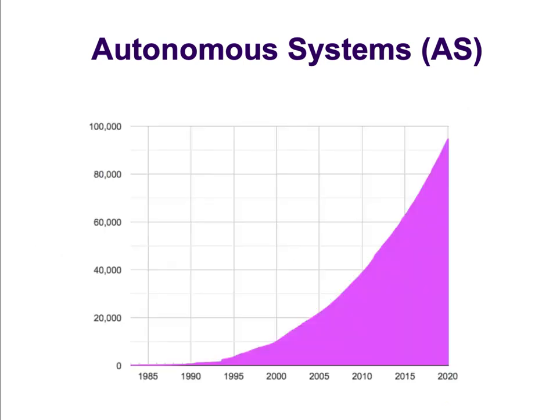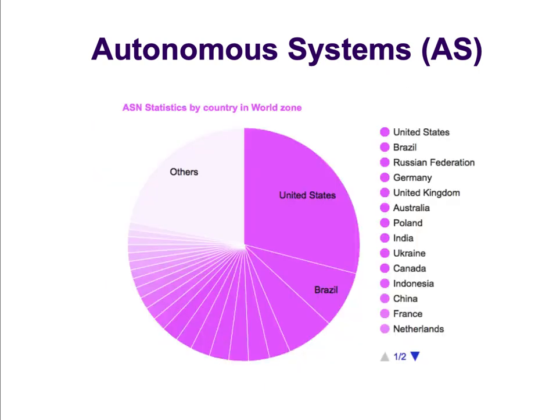Just if you're curious, how many ASs do we have on the internet? This is going up to 2020. I believe this number is close to 100,000 now. So that kind of tells you the scale of the AS graph. If you're curious where they go, as you can see, the US is hogging the largest number of autonomous systems. This is not surprising. Brazil is number 2, which was somewhat surprising to me. But in general, you see these handed out across the world.